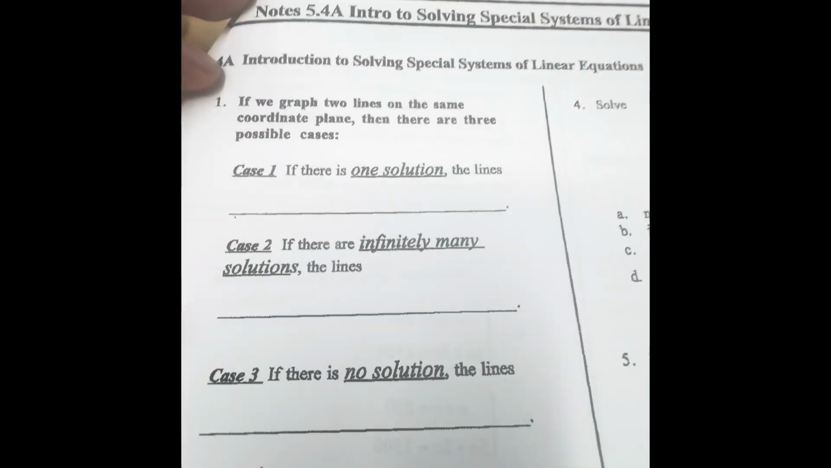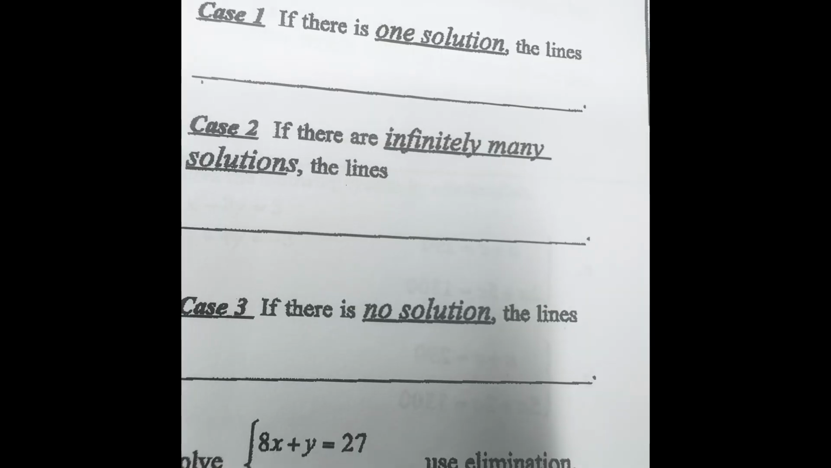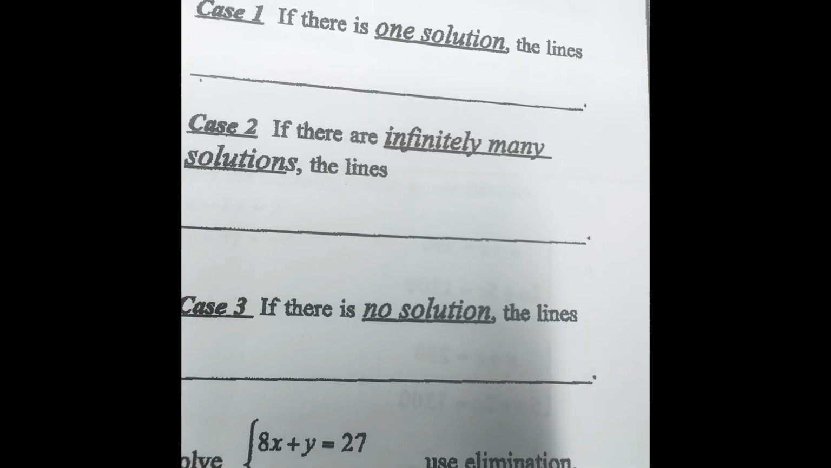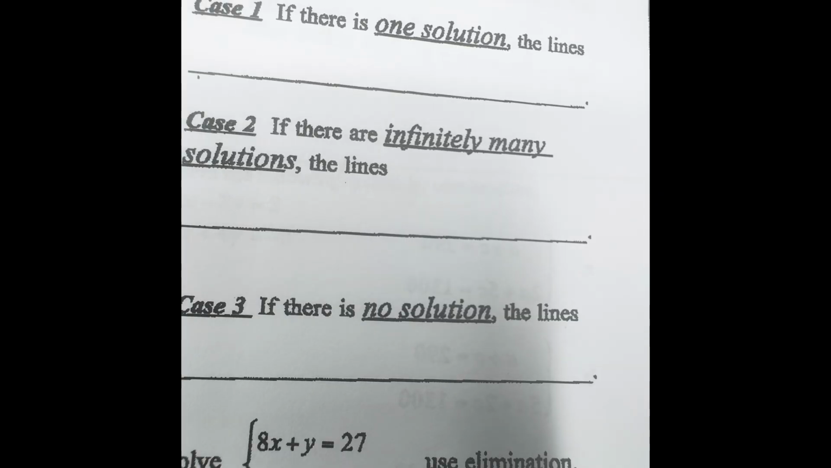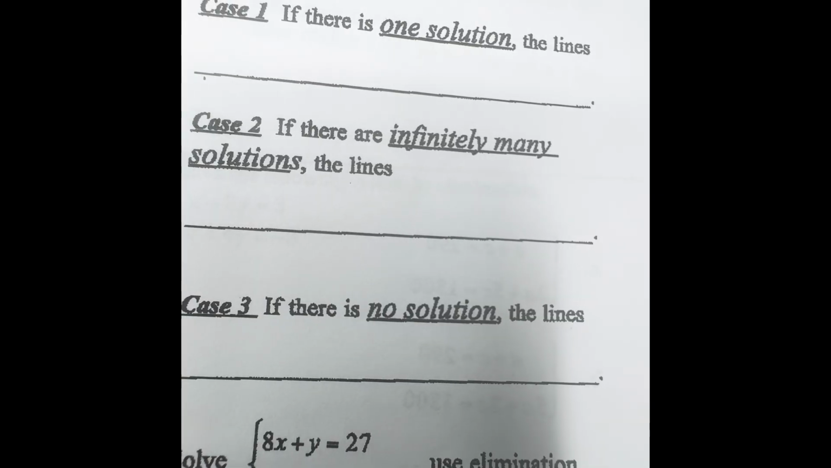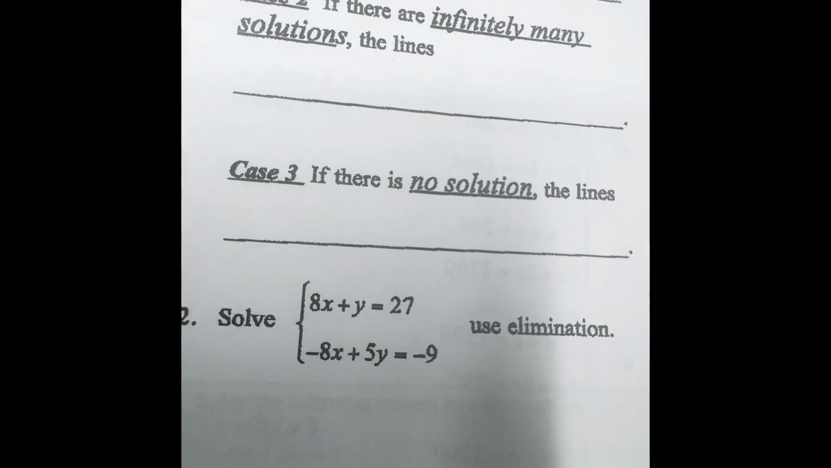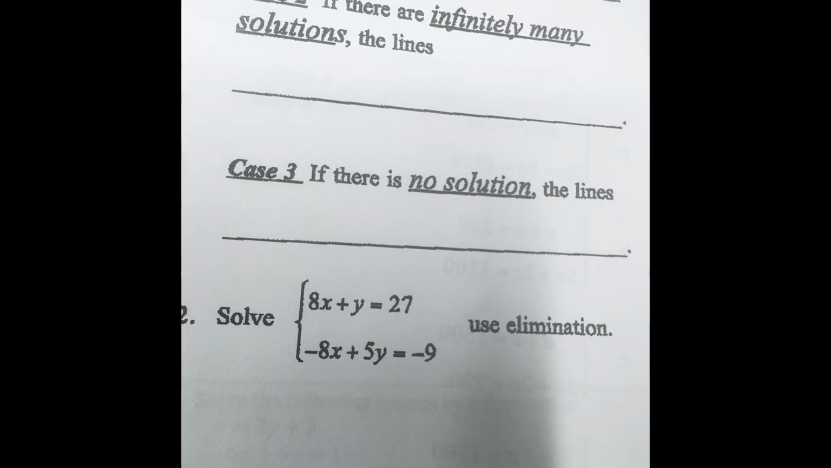So number one: if we graph two lines on the same coordinate plane, then there are three possible cases. Case one, there is one solution. Case two, there might be infinitely many. And case three, there are no solutions, the lines are blank. Right now I want you to answer these three questions. I'm going to be checking on Friday, when you get back, to see if you did this. So please make sure you get it done.